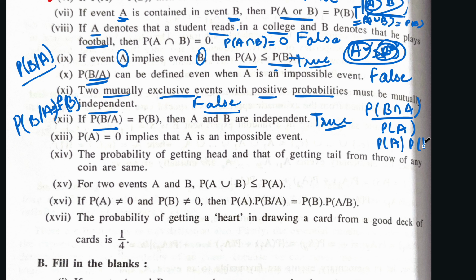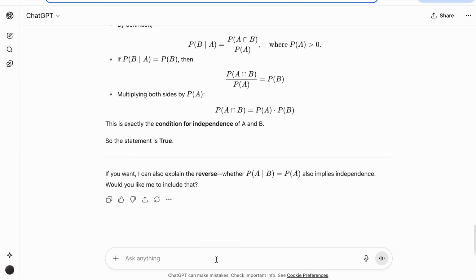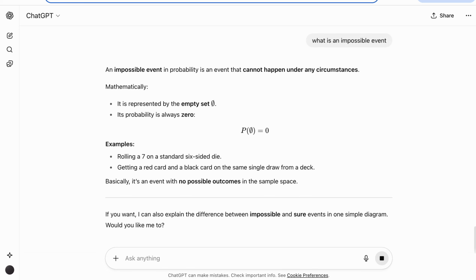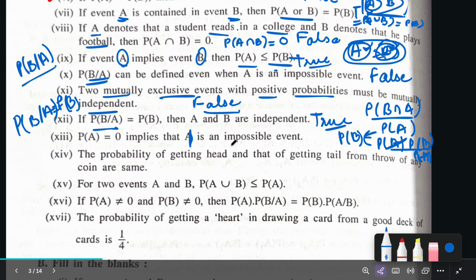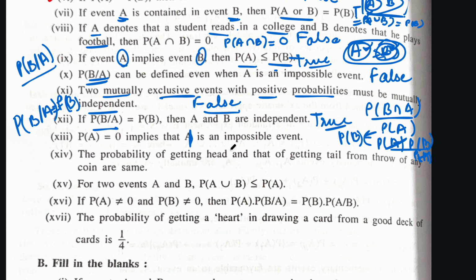Independence means over probability of A, I can cancel it, which is the point. Probability of A is equal to 0 implies probability A is an impossible event. Wait, let's figure this out. What is an impossible event? Wait, the question right now is another.